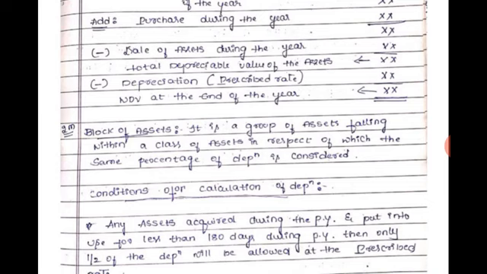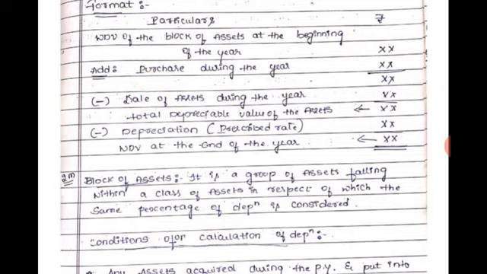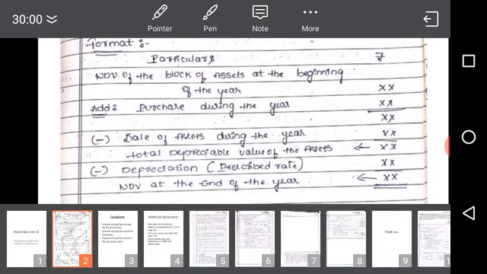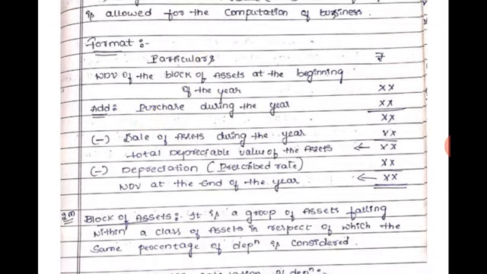For example, if the asset percentage is 10% and the asset is put to use for less than 180 days, then we consider it only at 5%, not 10%. If the asset is used for more than 180 days, then we consider the full percentage, that is 10%.